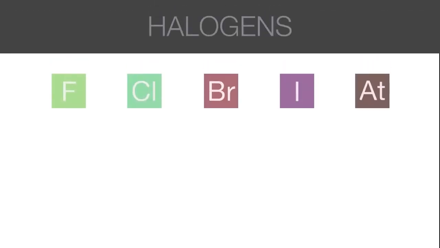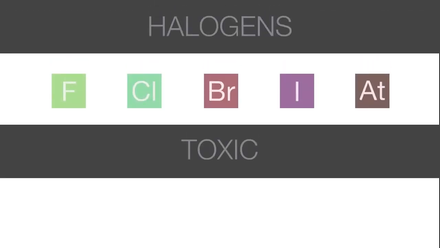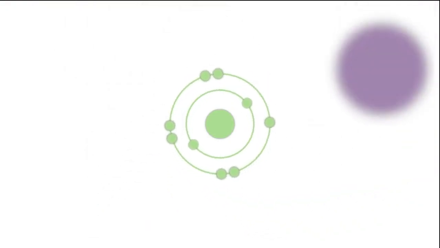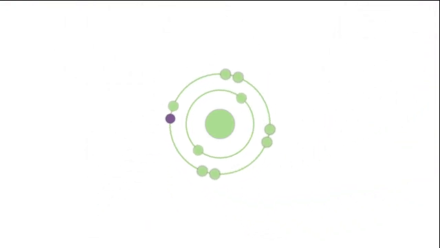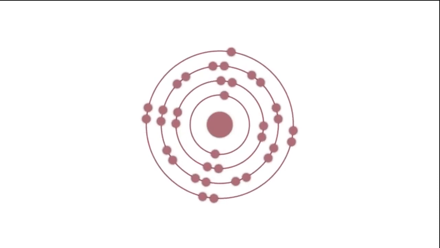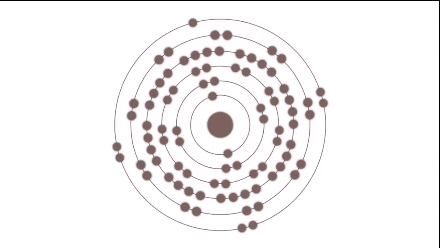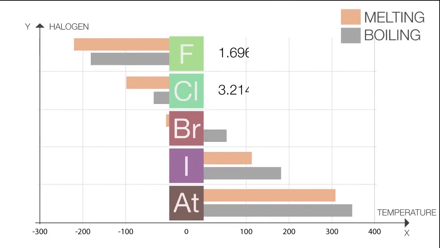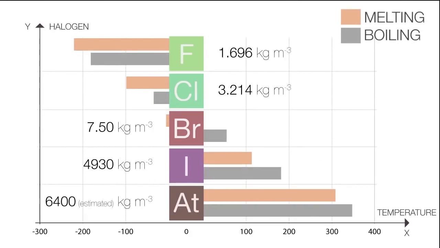Halogens in their elemental form are toxic, though their compounds have many real-life applications. The halogens all have 7 electrons in their valence shell and can accept 1 electron to form an ion with a -1 charge. Moving down the group, atomic radii increases by 1 electron shell. As a consequence, melting points, boiling points, and density also increase.